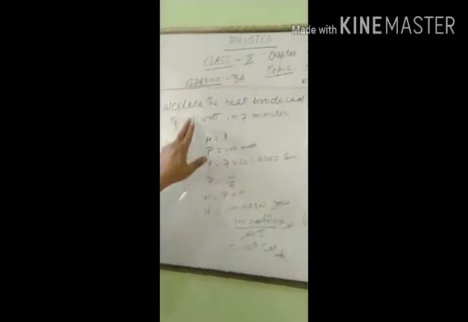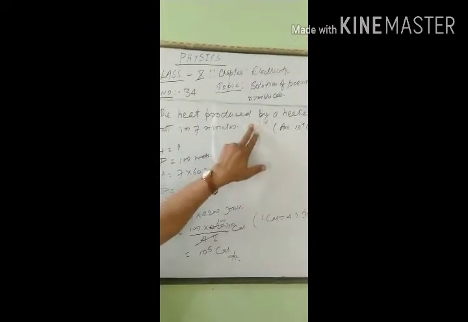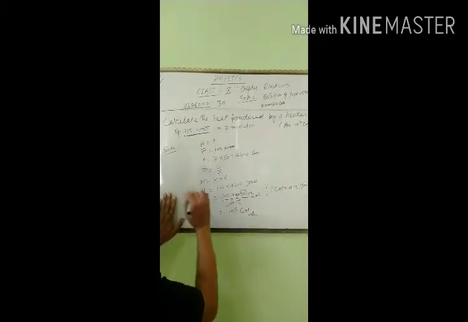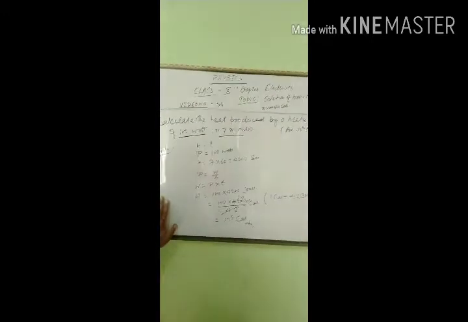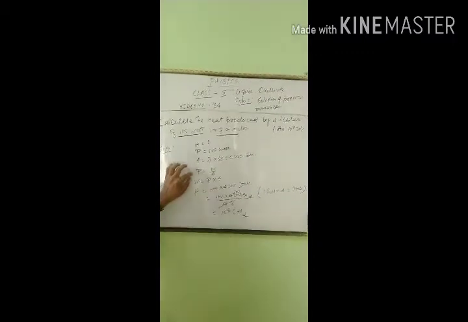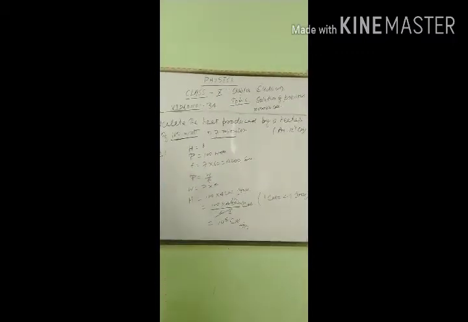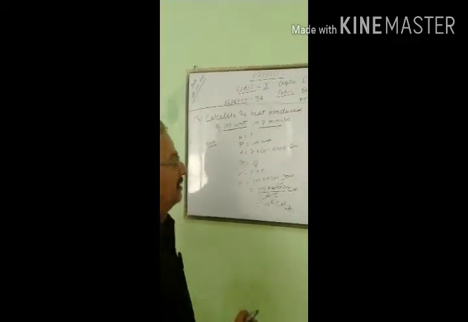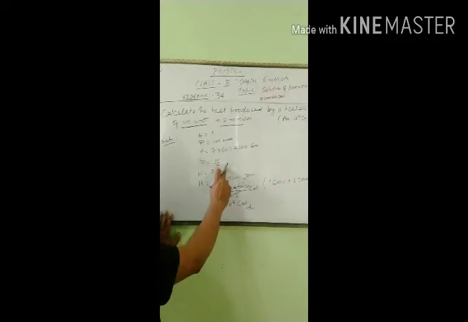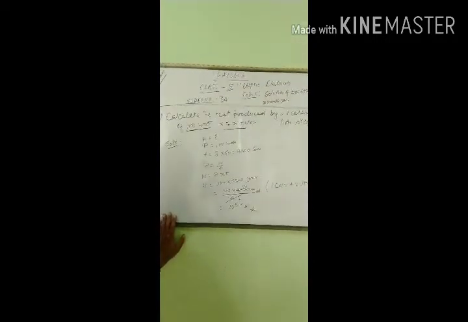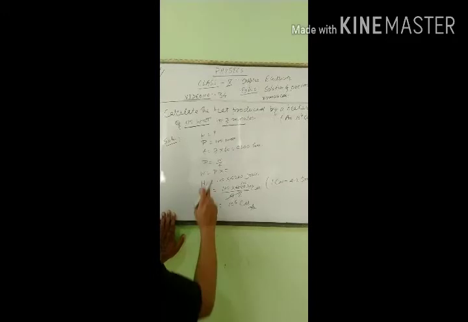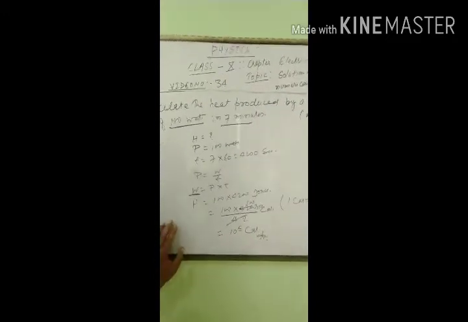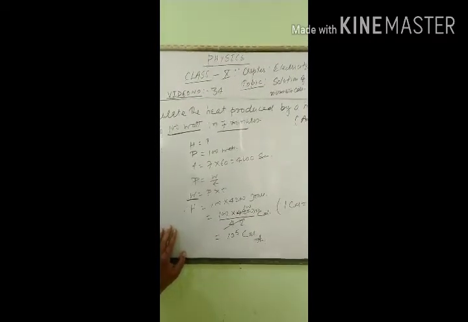Now the third question is: calculate the heat produced by a heater of 100 watt. The power of the heater is given here and the time is also given, which is 7 minutes. Now I have taught you the definition of power, that it is the rate of work done, P equals W by T, as I explained clearly in the previous video, and therefore W equals P into T.